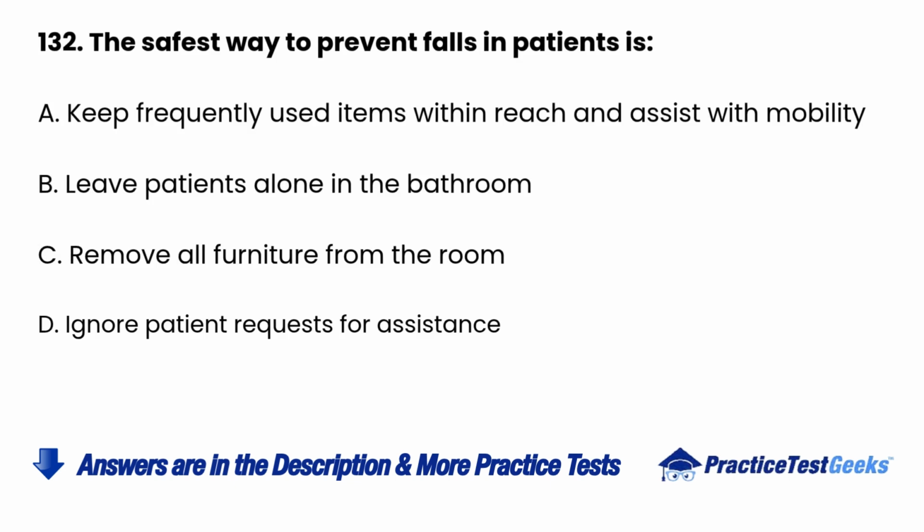132. The safest way to prevent falls in patients is: A. Keep frequently used items within reach and assist with mobility. B. Leave patients alone in the bathroom. C. Remove all furniture from the room. D. Ignore patient requests for assistance.